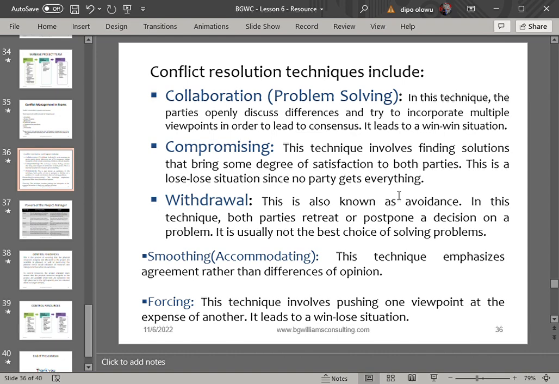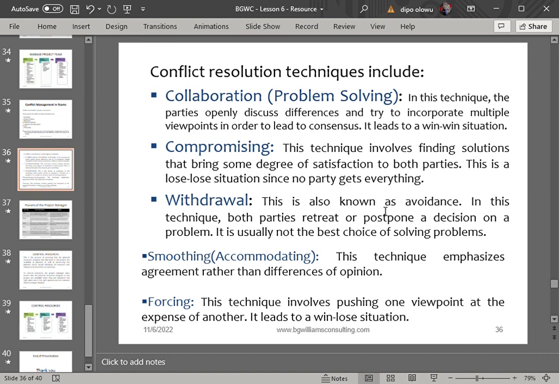So both parties involved in the conflict don't absolutely get a full satisfaction of what they are trying to resolve or what they are arguing about. Then the third one is the withdrawal or avoidance technique. The withdrawal technique or avoidance technique is that type of conflict resolution technique whereby the decision to resolve a conflict is postponed either by the people involved in the conflict or even by the project manager.